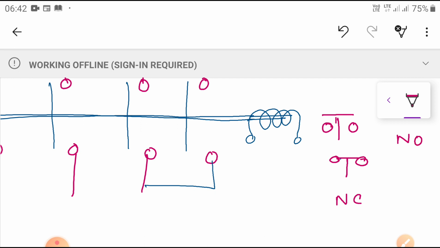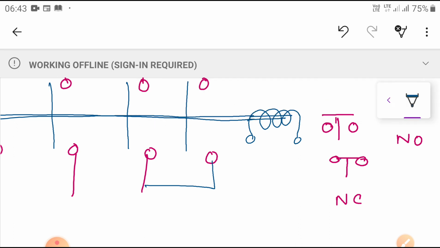So in our starters, you can see NC is the red color and NO is the green color. For starting purpose, we are pressing the green color. For switching off purpose, we are using the red color. Now you can see here the connection. As electrical students, we should remember the connections. Now what is happening here?